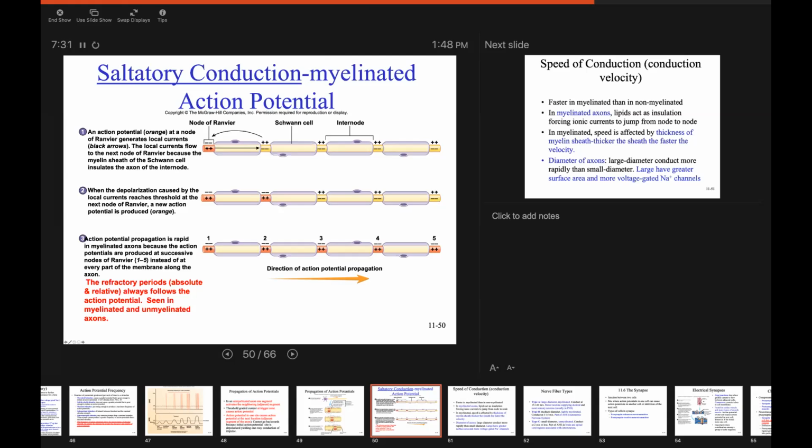What happens then as voltage-gated sodium channels open here in the second node, right? Now I've depolarized that node, and now sodium goes to the next bare segment, causing us to depolarize the next node, and then the next node, and then the next node. Again, why doesn't it go in reverse, right?